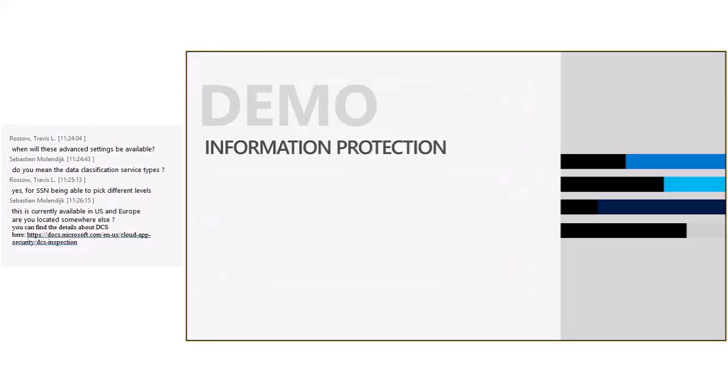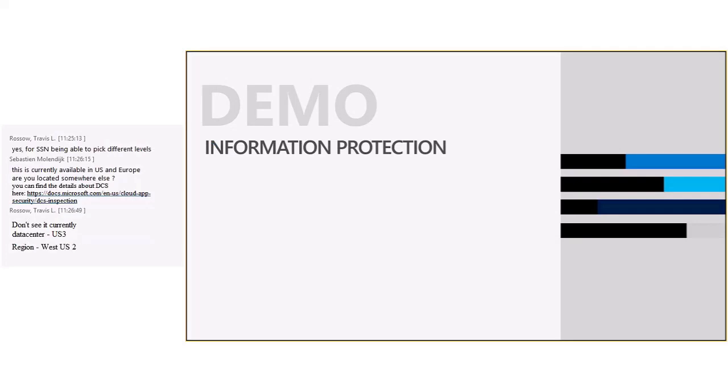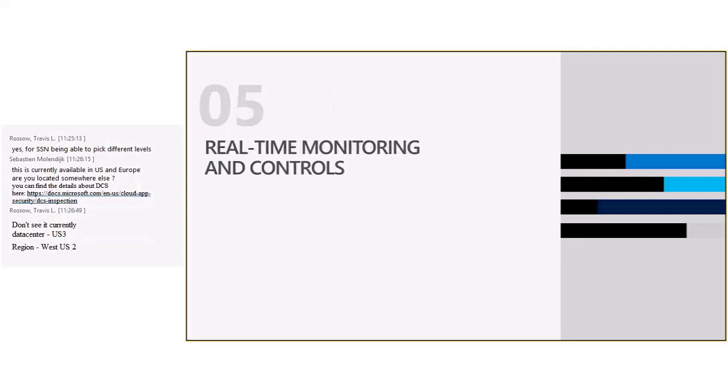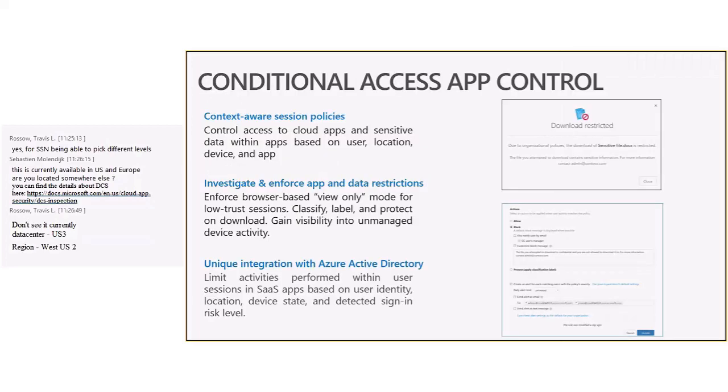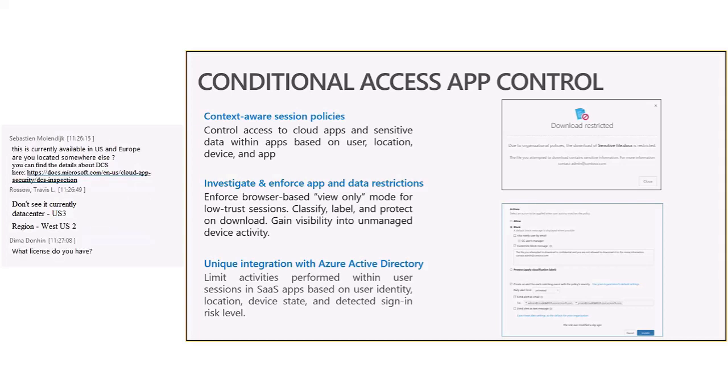Okay, next part of our discussion will be now around real-time monitoring and controls. We introduced a few months back a beautiful feature called conditional access app control. And the idea of conditional access app control is to help you with having a real-time control over your environment and over the traffic that goes through some of your applications.